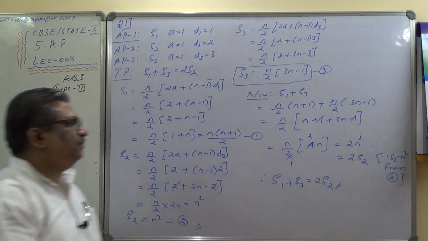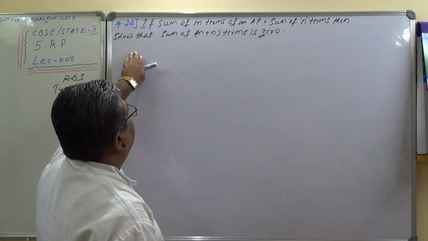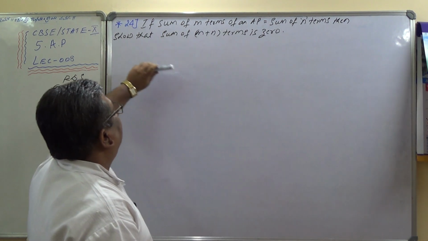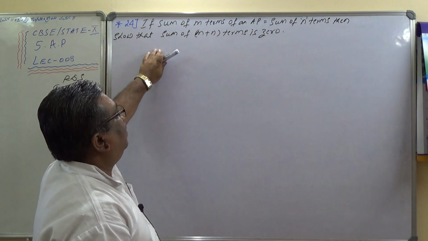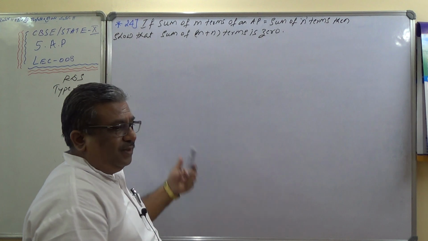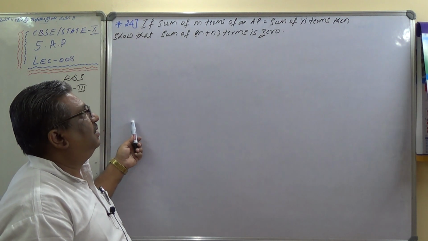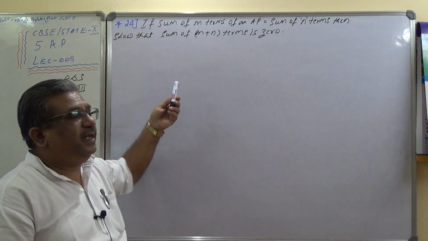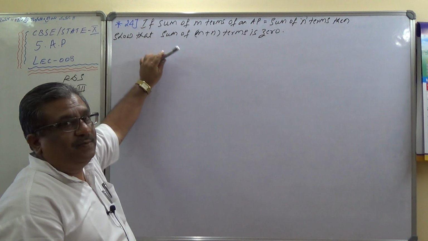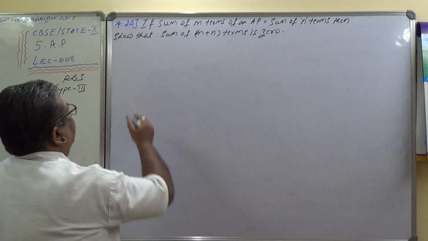Note down. Dear students, very typical question. If the sum of m terms of an AP equals the sum of n terms, then show that the sum of m plus n terms is 0. It is similar to the one which I had solved in my previous class, that is based on the nth term, general term, but here it is the sum. This is appearing in the second part also. So let us see the solution.